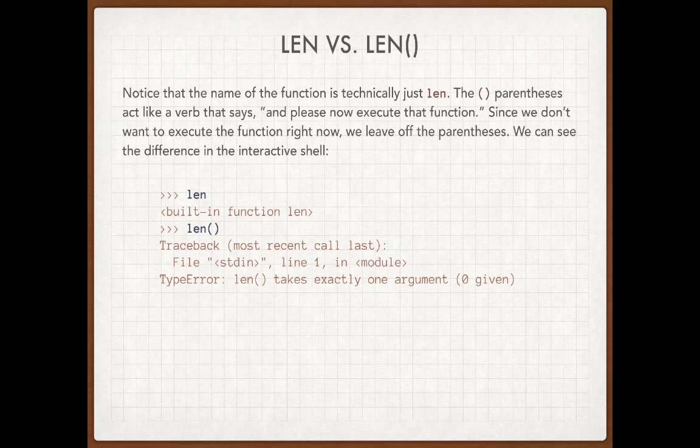So if I just say len with nothing else, that is, hey, what is that function? What does it happen to be? But if I put len with parentheses on there, I say, go find that function called len, and because I put the parentheses on there, now go do it. So in this case, when Python tries to execute the len function without any arguments, that's when I get a type error.